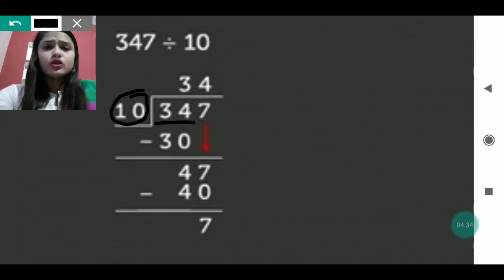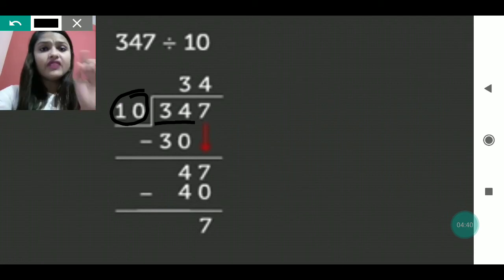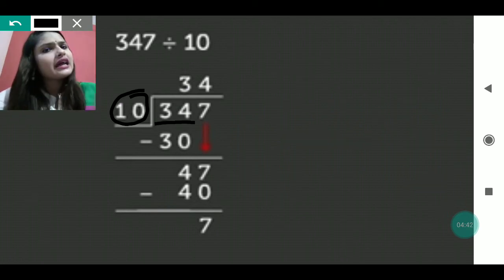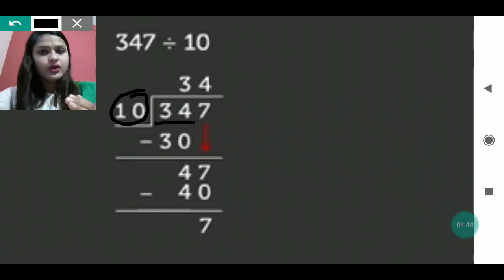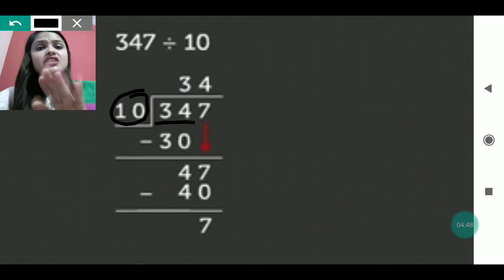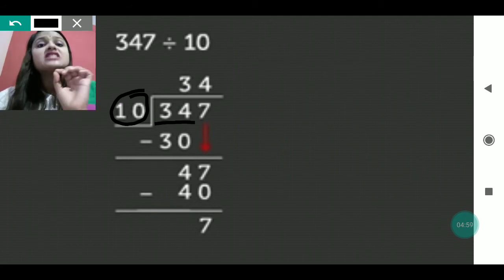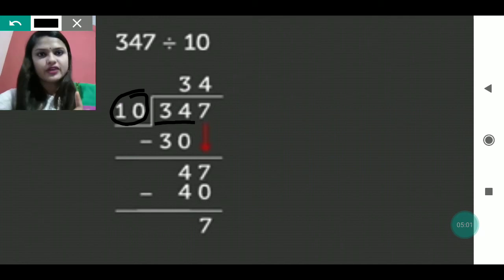We take 34, and then we read the table of 10 until we get either 34 or less than 34. We generally take the number which is equal to the dividend, or lesser than the dividend but nearer to the dividend. Lesser can be any number, but it must be nearer to the dividend. Keep that also in your mind.